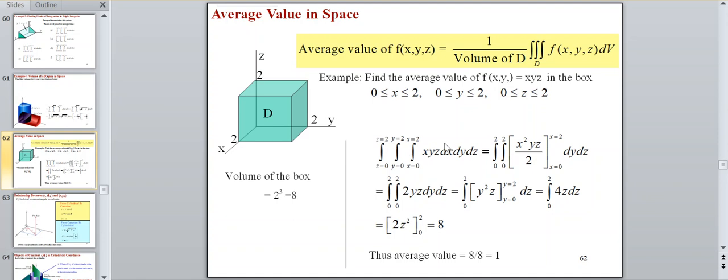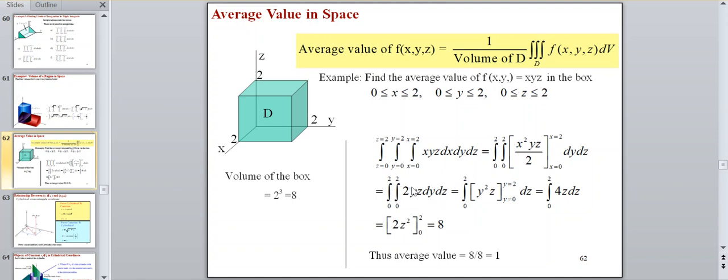So the first integral is with respect to x. So y and z are constant. The integral of x is x squared divided by 2, times yz, x from 0 to 2. When x is 2, this is 2 squared, 4, divided by 2, 2. When x is 0, this is 0. So only left 2yz dy dz.